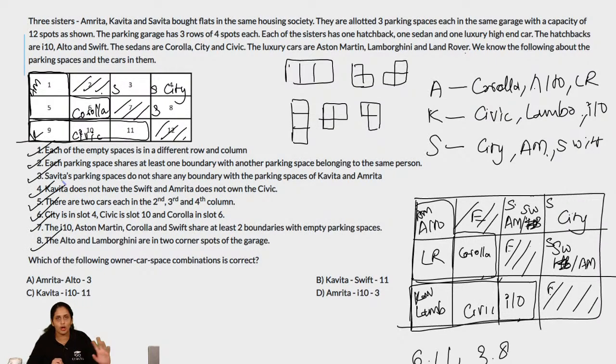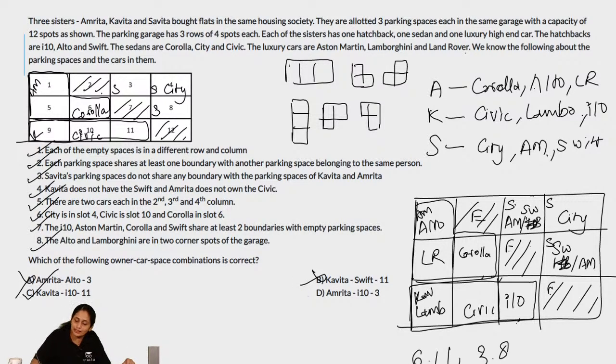Now that we have used all the clues, let us take a look at the questions. Which of the following owner car space combinations is correct? So Amrita, Alto and 3. Amrita Alto is fine, but it is not at 3, it is at 1. So that is incorrect. Kavita Swift and 11. Kavita has I-10, so that is incorrect. Kavita I-10 and 11. That is right. Her I-10 is in the 11th spot, so this is the right combination. Amrita I-10 and 3, that is wrong because Amrita has Alto. So the right answer is option C.